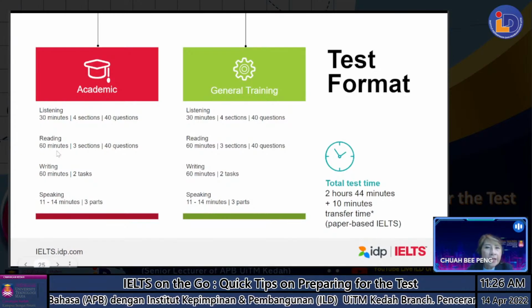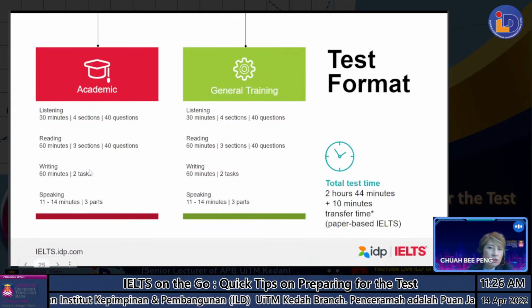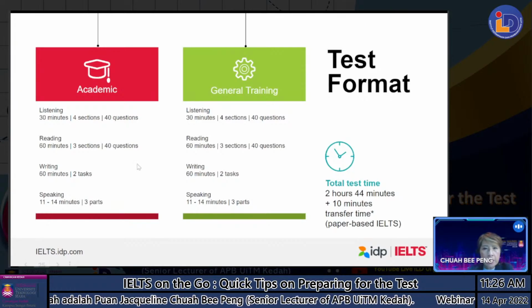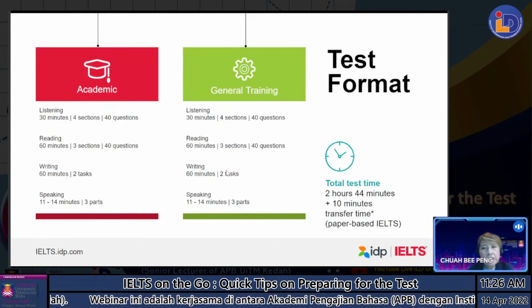Then you have writing, in which you need to complete two essays in 60 minutes. General training is the same, but the essay types are different. Again, the writing section here is much easier. And after which you continue with your speaking test.